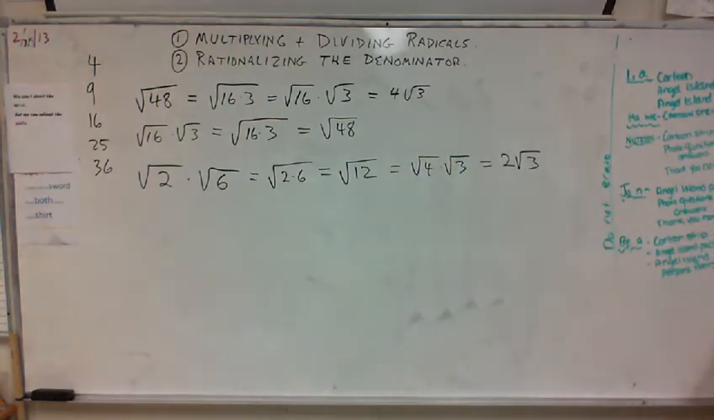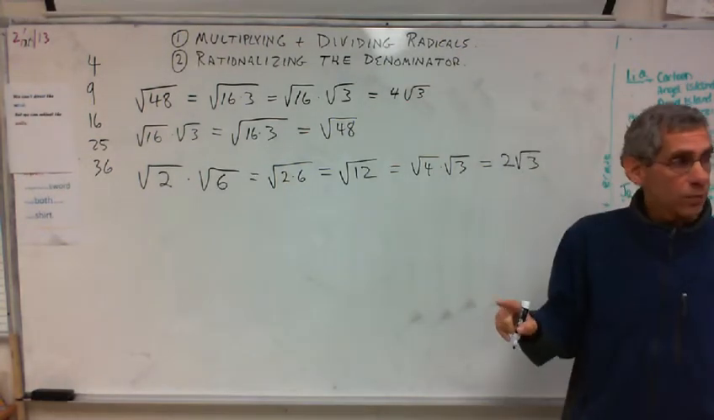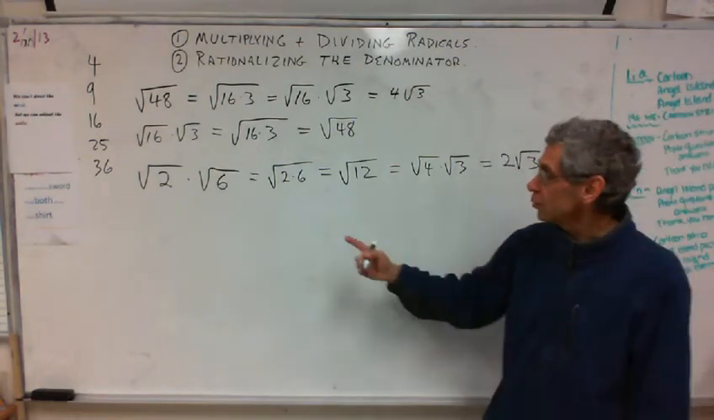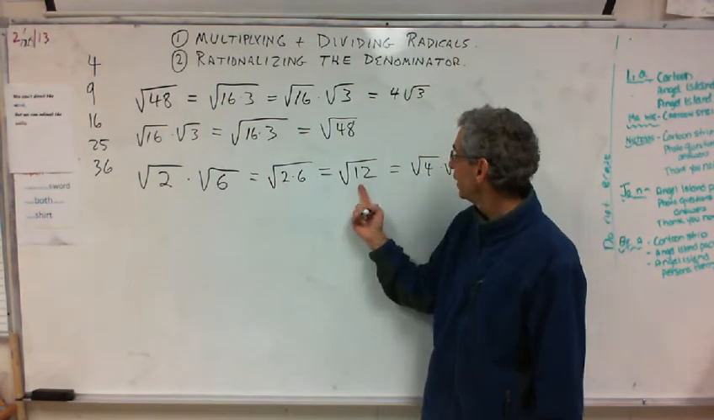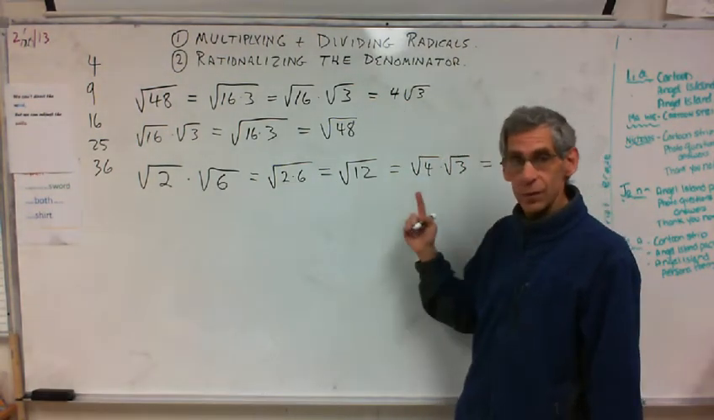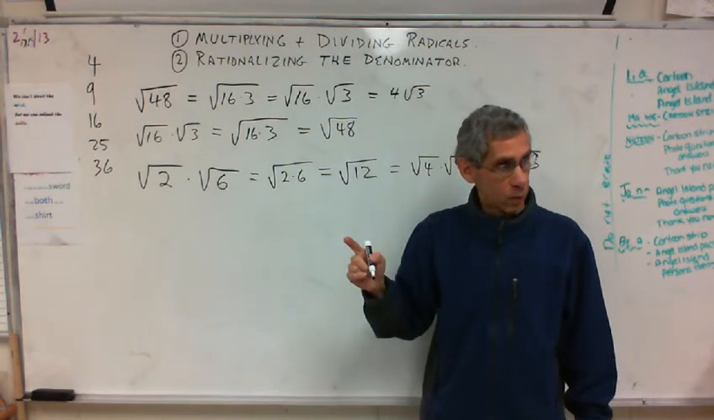Is that clear? All right, now, Sal brought up another concept. So yes, we could just do this, multiply 2 times 6, get 12, and then simplify. But Sal thought, well, wait a minute, why don't we simplify as we go along?